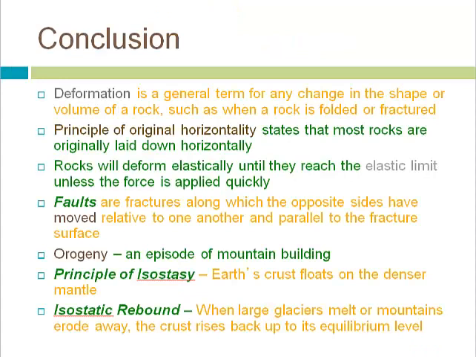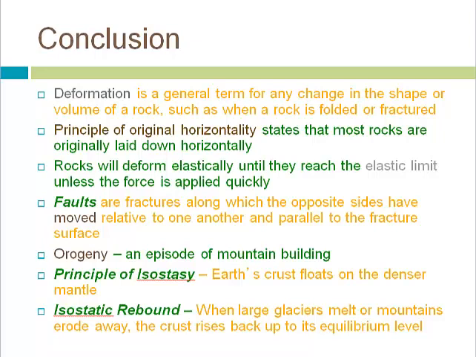If you look at deformation, it is a general term that we use for any change in shape or volume of rock, such as when a rock is folded or fractured. We have the principle of original horizontality, which states that most rocks are originally laid down horizontally. We have an elastic limit. We also have a plastic limit, which I didn't talk about as much, but rocks will deform elastically until they reach their elastic limit, and then they go into a plastic change, which means once they're deformed, they stay that way. Then faults are fractures along which the opposite sides have moved relative to one another and parallel to the fracture surface. We have the orogeny, which is an episode of mountain building.